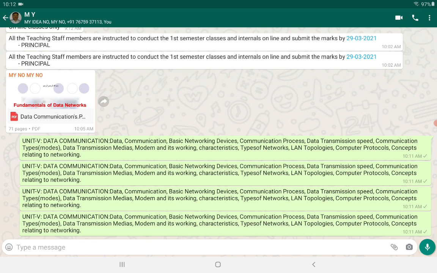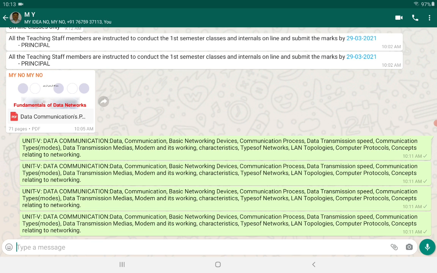So, what is the syllabus? Data, what is data? What is communication? What are basic networking devices? What are basic networking devices used in communication? Communication process means how the data communication works, means how the data is transferred or transmitted from one place to another. Data transmission speed means how to measure the speed of the communication.